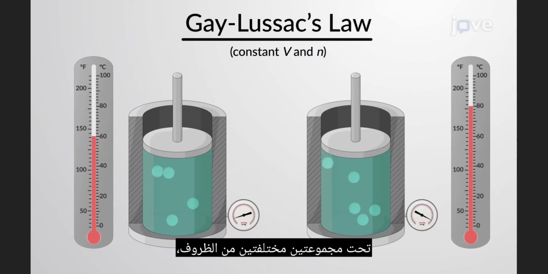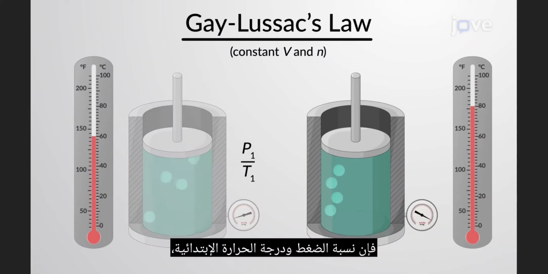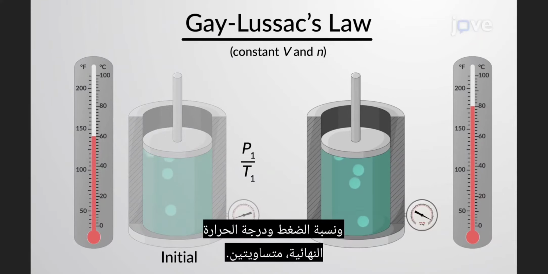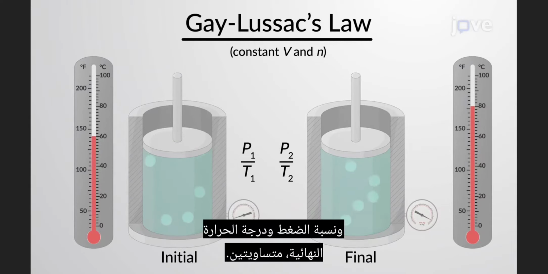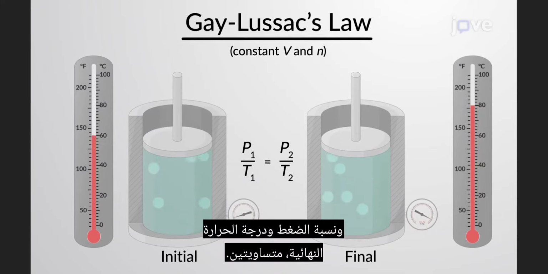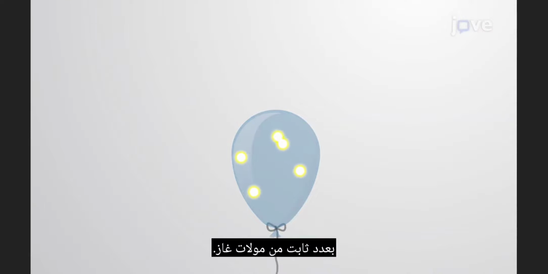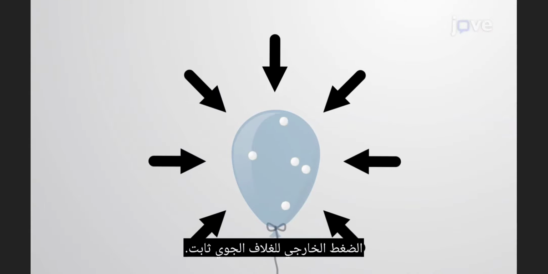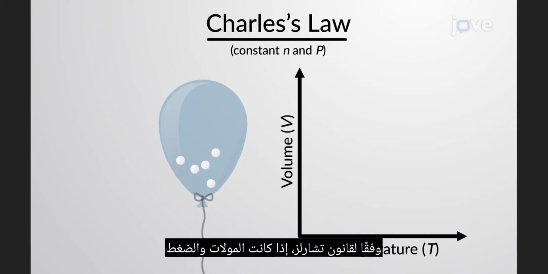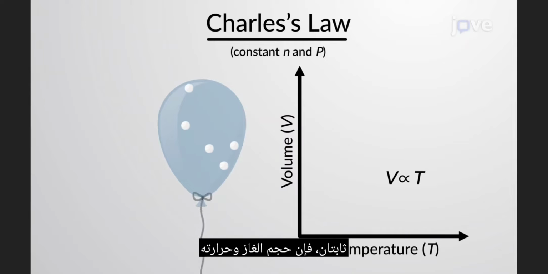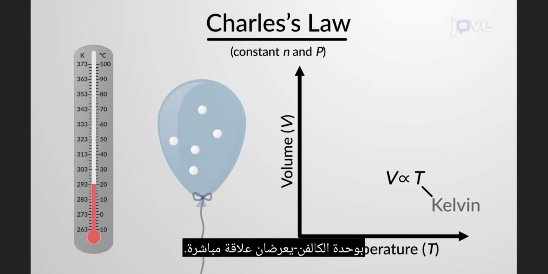Under two different sets of conditions, the ratio of initial pressure and temperature and the ratio of final pressure and temperature are equal. Next, consider a balloon that is inflated with a fixed number of moles of a gas. The external pressure of the atmosphere is constant. According to Charles's law, if moles and pressure are held constant, the volume of a gas and its temperature, in Kelvin, display a direct relationship.